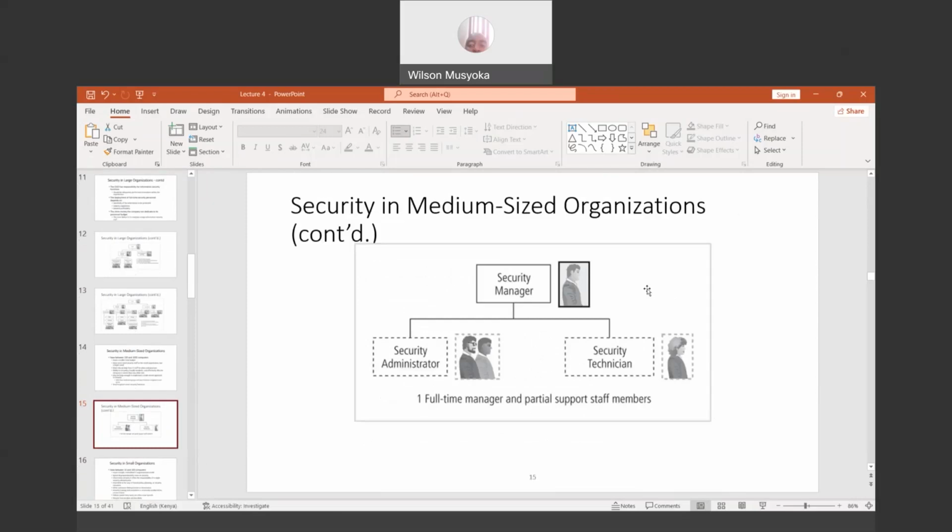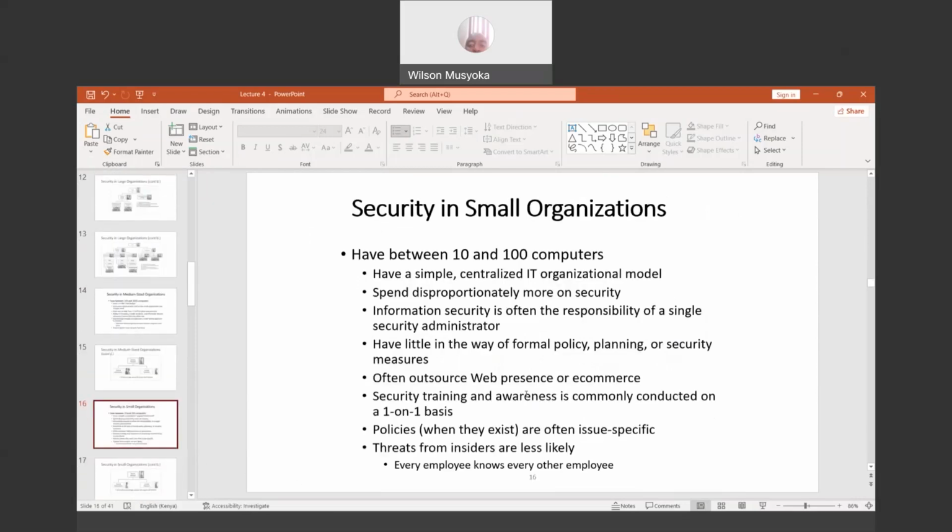You will have the security manager, then the security administrator, and a security technician. Then in small organizations, this is where we are going to have between 10 and 100 computers.